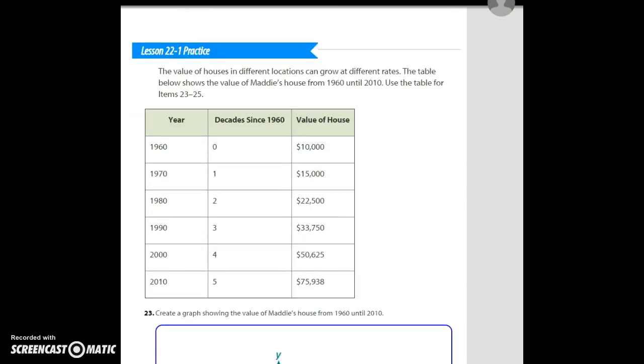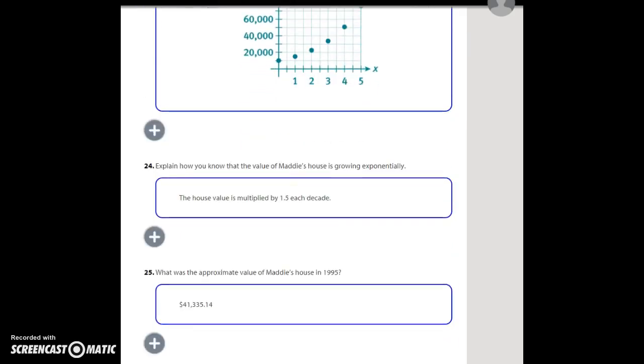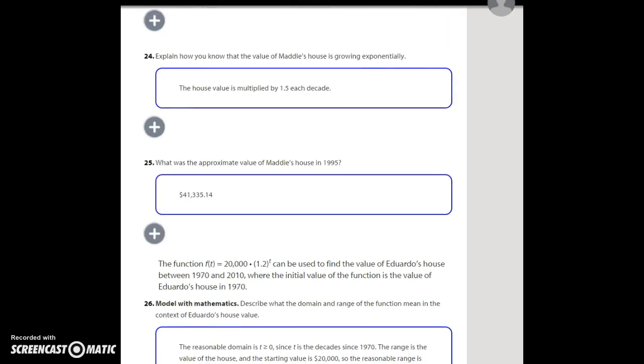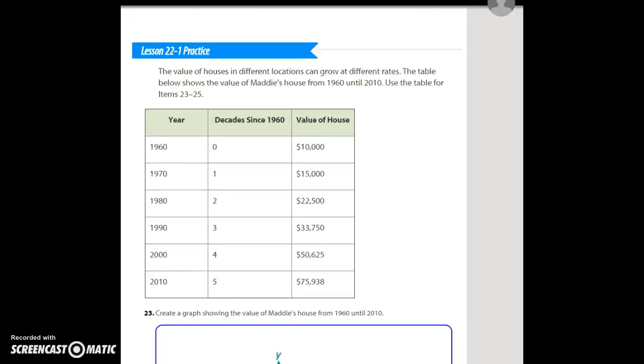Alright, here it gives us a table of values, or it tells us the year as it's increasing by decades. Here's our number of decades increasing, and the house's value. So it's giving us some new information here. We skipped 23. We didn't grab a graph of it here. So explain how we know that the value of Maddie's house is growing exponentially. We know this because if we look back at the table, we can see that it has a common ratio. Each time we are multiplying to get our next value.